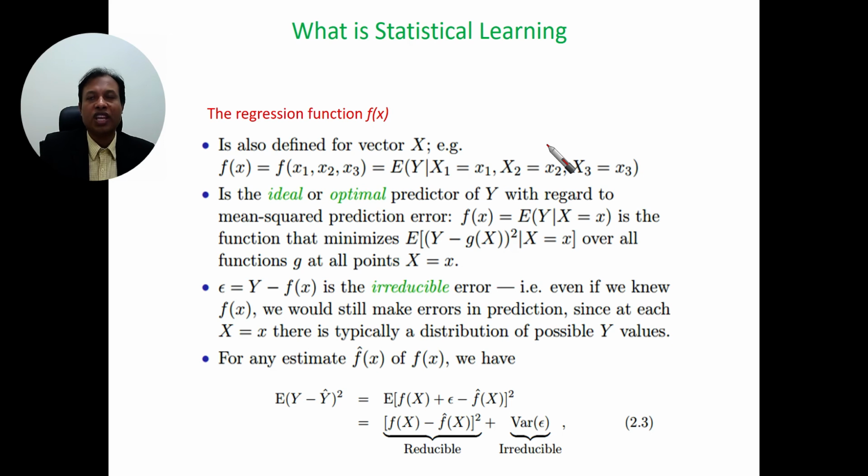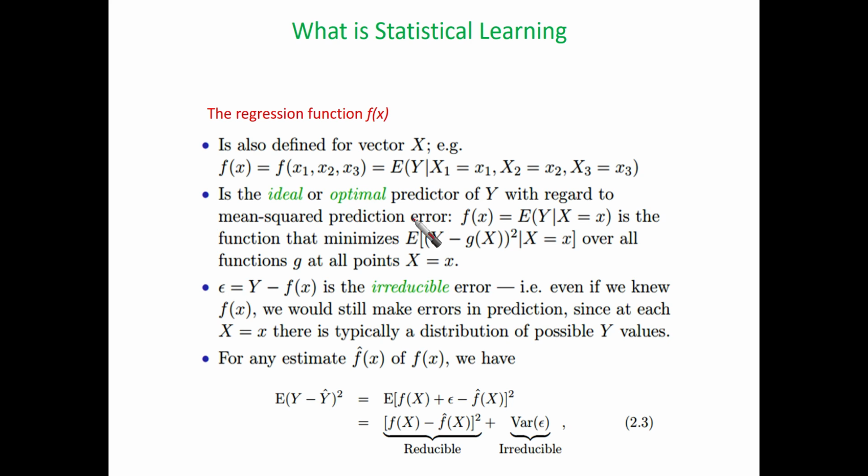So that's how we can perceive and realize it for multi-dimensional, 3-dimensional, 4-dimensional cases, or for any number of predictors. That's the thing. And the very interesting thing is that this is also the ideal, the optimal predictor. Now what does optimal predictor mean?